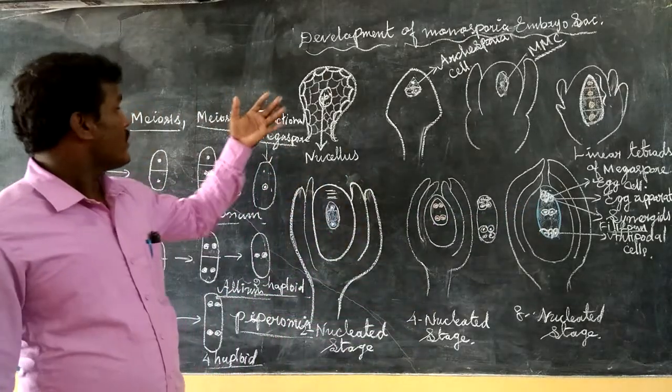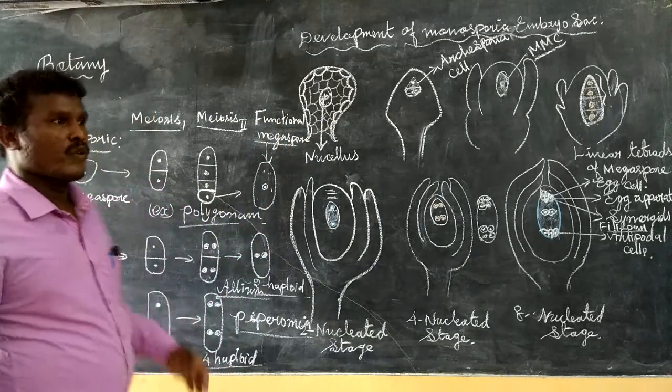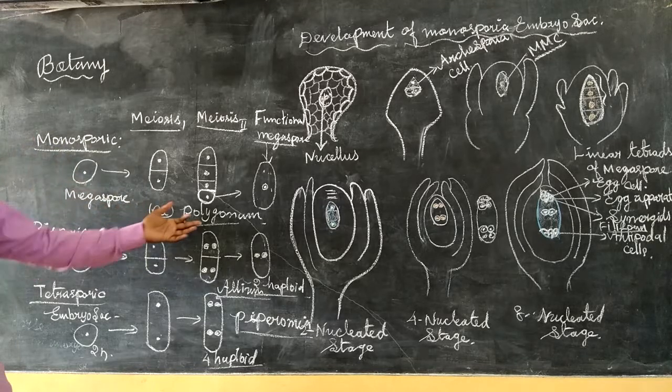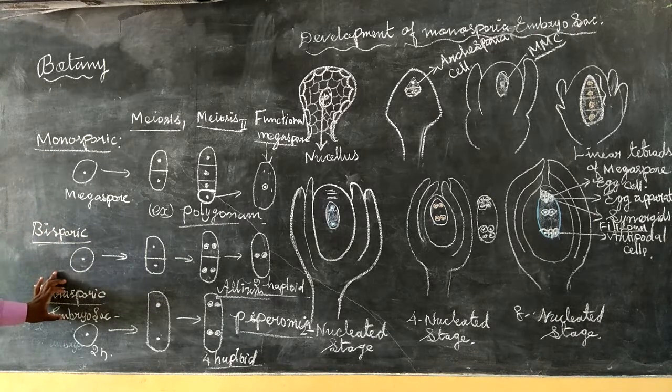So, from this topic, what questions can be expected? For one mark: what is a monosporic embryo sac? Give an example, the polygonum type. And what is the difference between a bisporic embryo sac and a tetrasporic embryo sac? Give an example. Okay, this is for 2 marks.